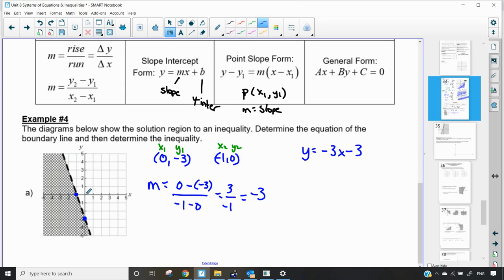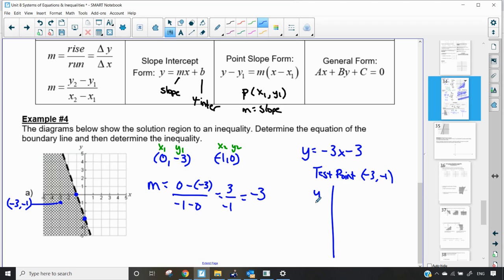You could choose the origin, but then you have to remember that that's not in the solution region, and then you'd have to also remember to switch your signs. So when we're doing these types of questions, it's often easier to pick a test point that's within the solution. So I chose to use -3 and -1. So I've got my test point here of -3 comma -1.